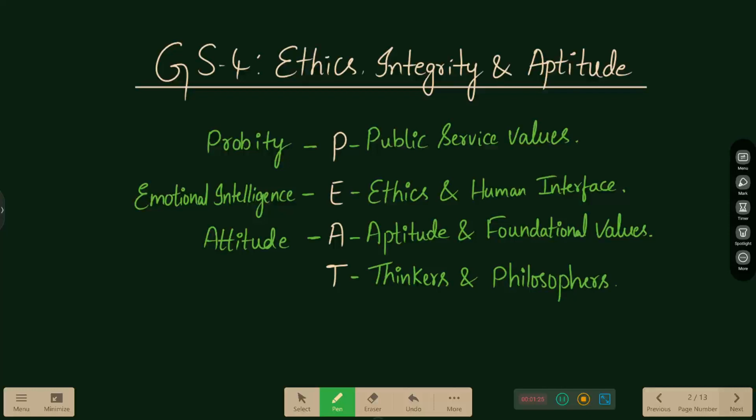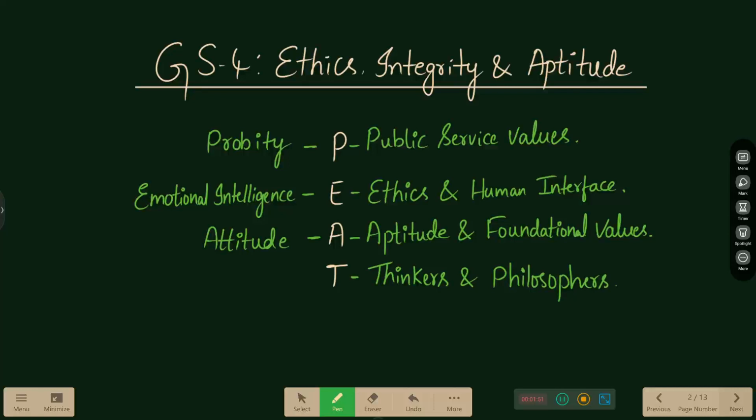What does P stand for? Public service values, probity. E stands for ethics and human interface, emotional intelligence. A stands for aptitude and foundational values and attitude. T stands for thinkers and philosophers. Using this word, we can remember all the 7 chapters mentioned in your GS4 syllabus.